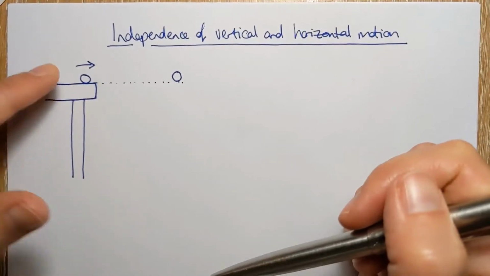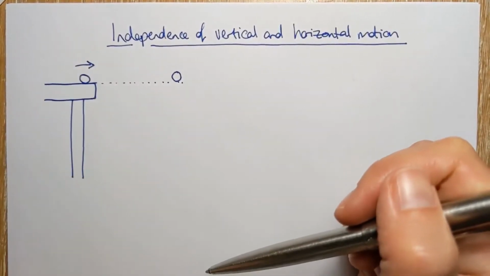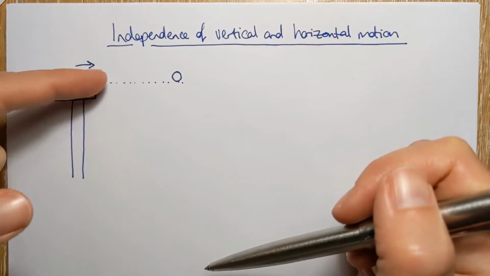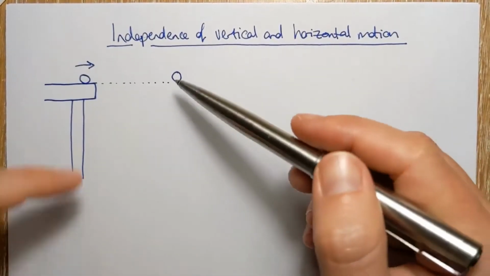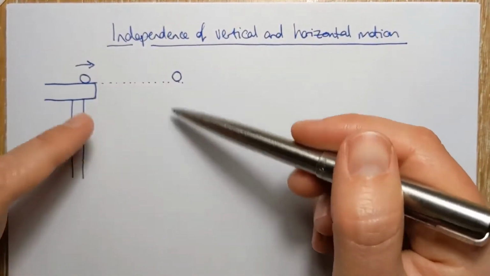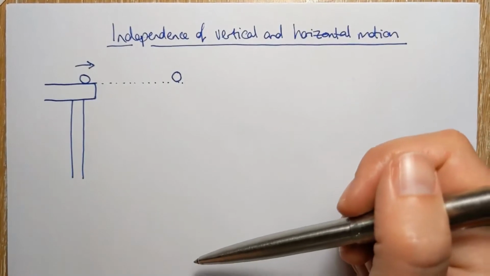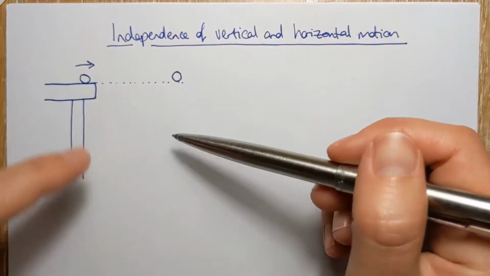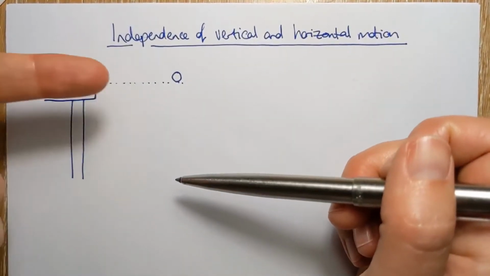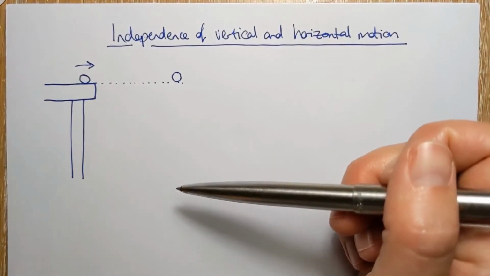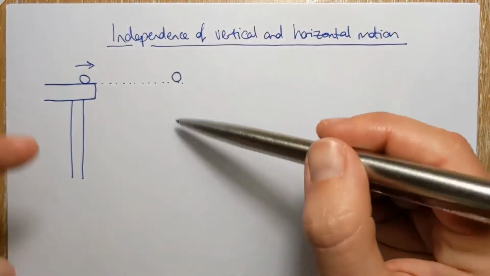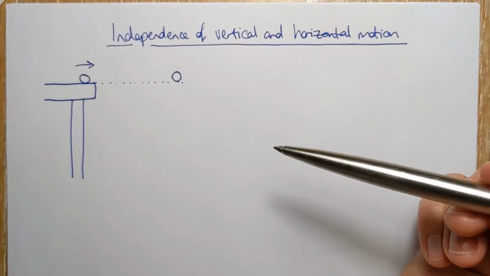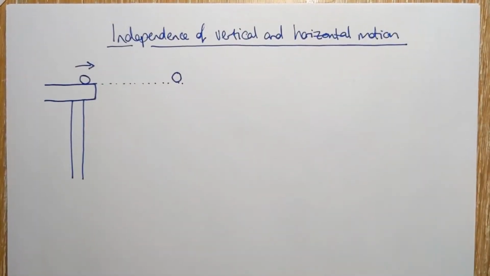This ball has horizontal motion as well, but horizontal motion is not affected by vertical forces and vertical acceleration, and the other way around, vertical motion is not affected by horizontal forces or horizontal acceleration. The two components of the motion are independent. They don't affect each other.